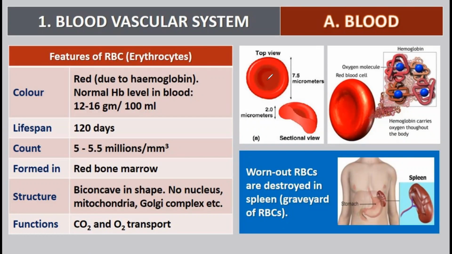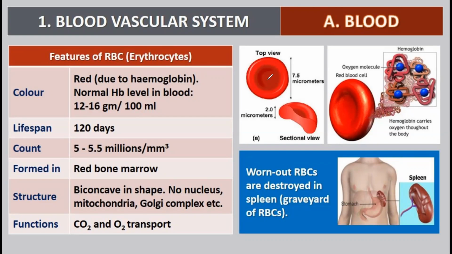RBCs. The color of RBC is red because of the presence of hemoglobin. Normal hemoglobin level in blood is around 12 to 16 gram per 100 ml. The lifespan of RBC is 120 days. If we count the number of RBC, it is 5 to 5.5 million per mm². RBCs are formed in bone marrow, red bone marrow.